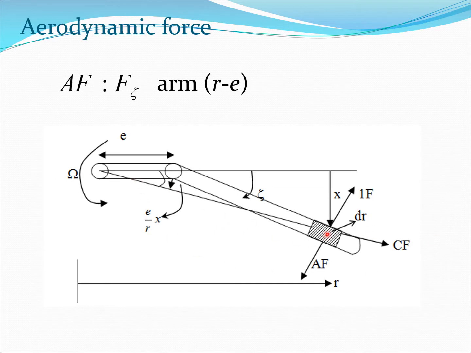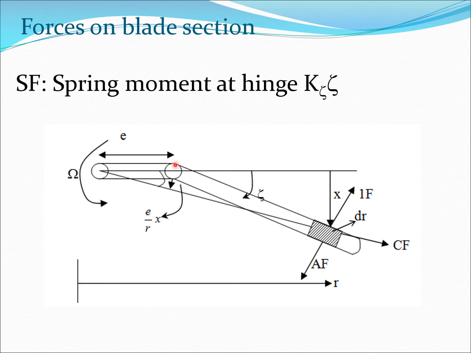Now we come to the aerodynamic force, and this force acts in this direction here. Like I mentioned, it's predominantly generated by drag, so it's going to act in this direction. This force has an arm of r minus e, which is again the distance from the hinge to this point here. Finally, we have a spring moment, and the spring moment is simply k zeta times zeta, where k zeta is the bending spring corresponding to the lag direction.